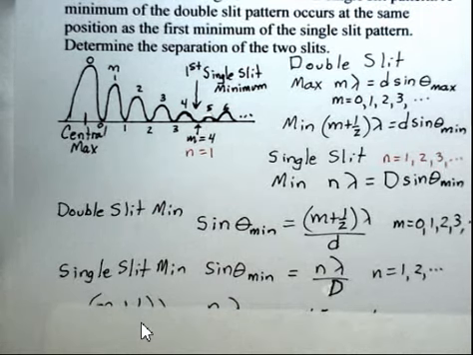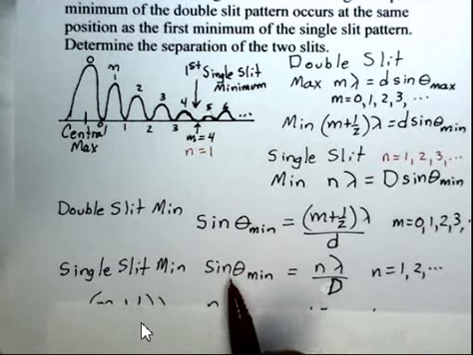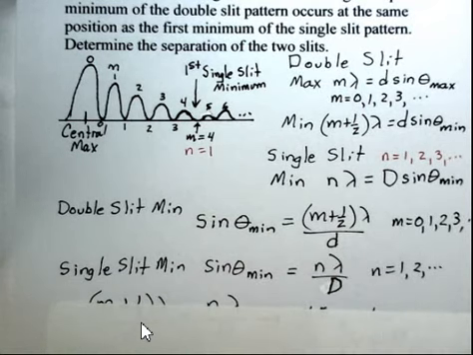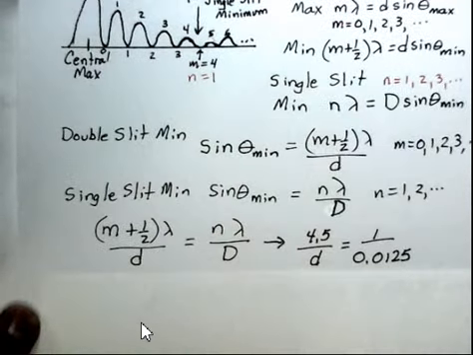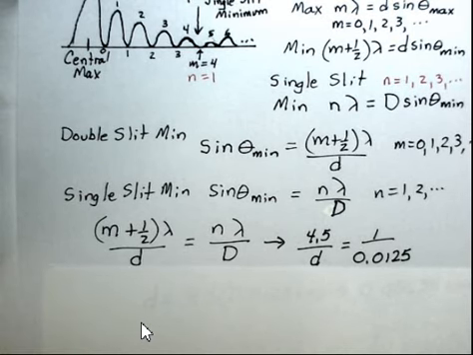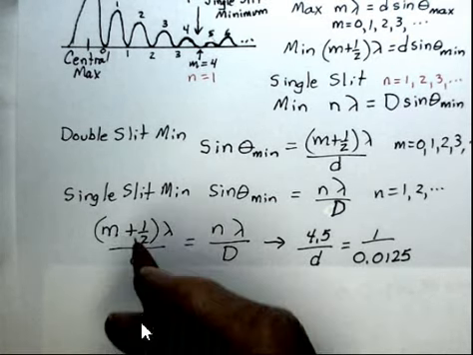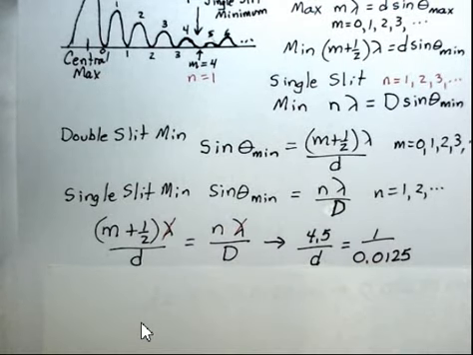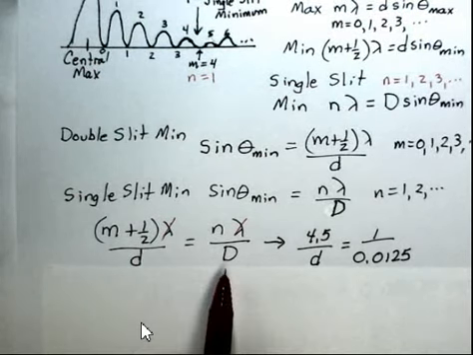So we can go a little further with this. These two thetas are the same. So I can equate, I'll go ahead and show you, n plus a half lambda over d is equal to n lambda over D. At this point, notice that the lambda factors can be canceled from both sides. And now we have n plus a half over d equals n over D.